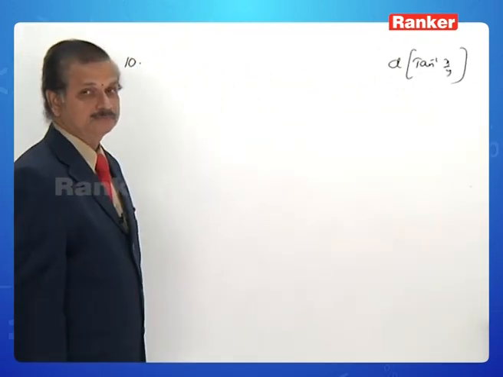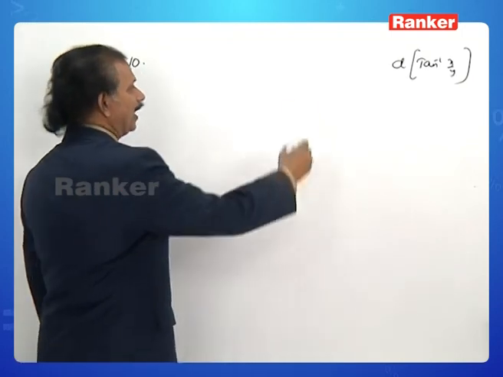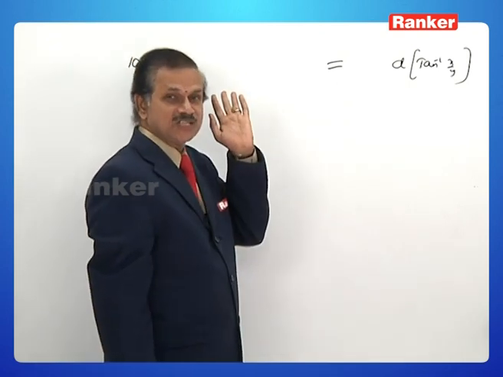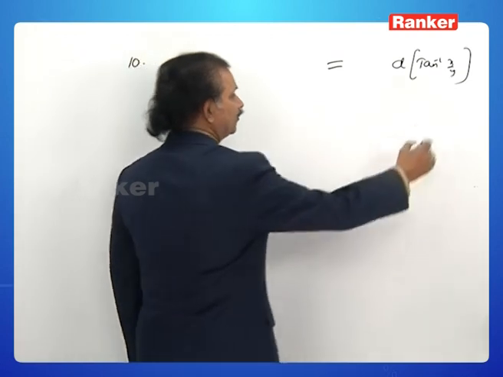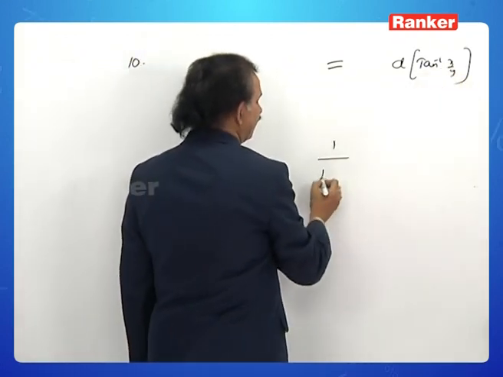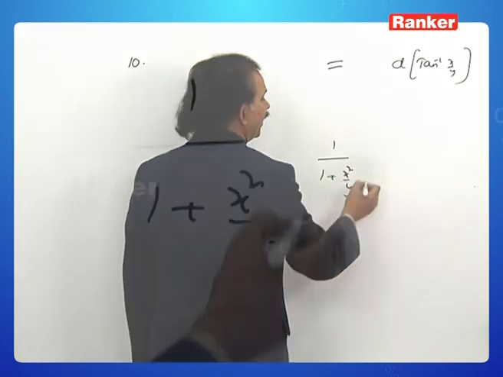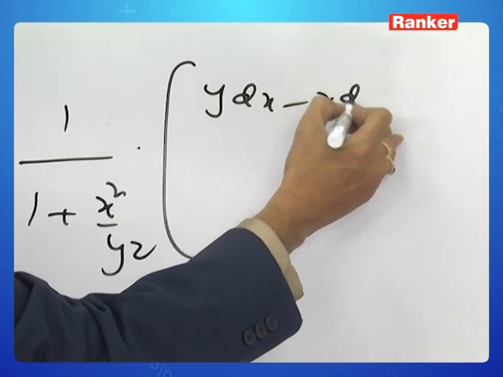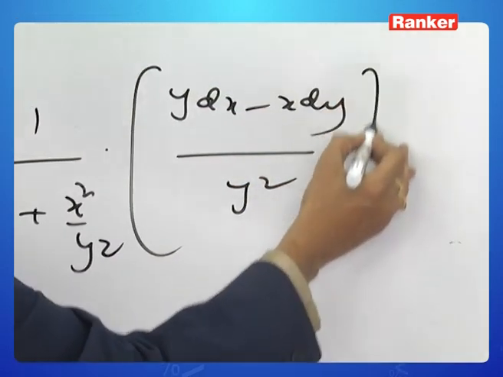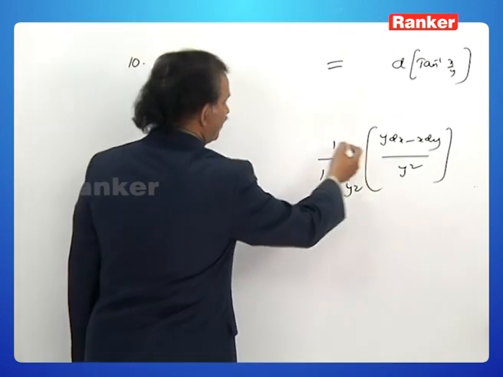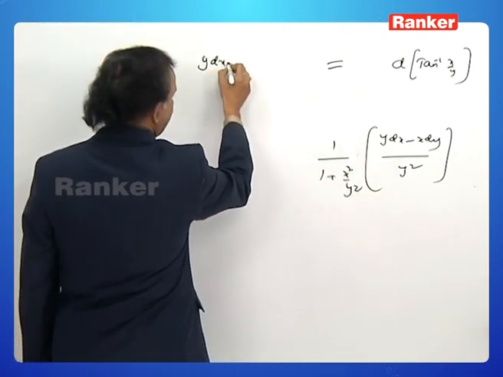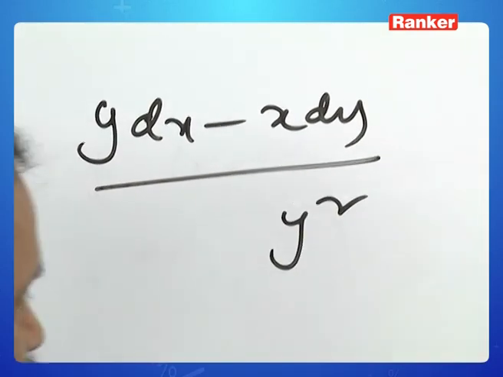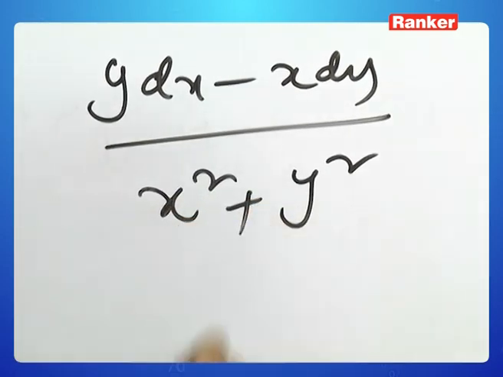What is that? d of tan inverse x by y. Let us first of all derive that and then use it in the list of the formulas. Look here, you treat this as some x, 1 by 1 plus x square into derivative of x by y is (y dx minus x dy) by y square, isn't it? Come on friend, what is the numerator? (y dx minus x dy) by y square into 1 by (y square into x square by y square), that is x square plus y square.